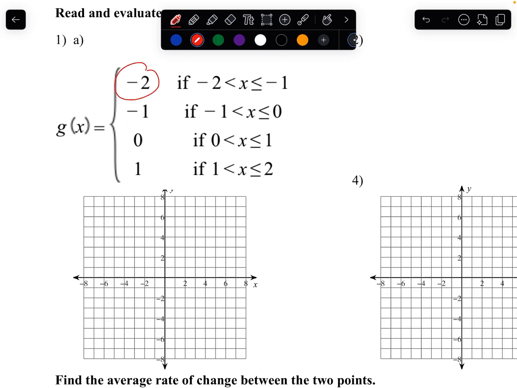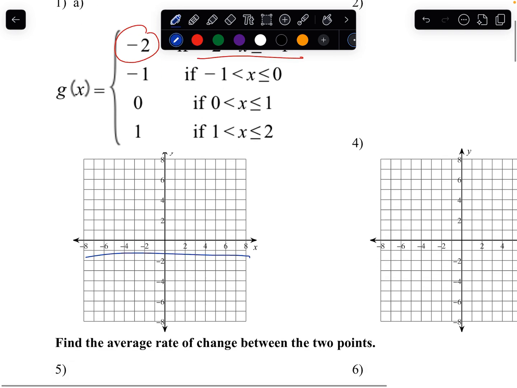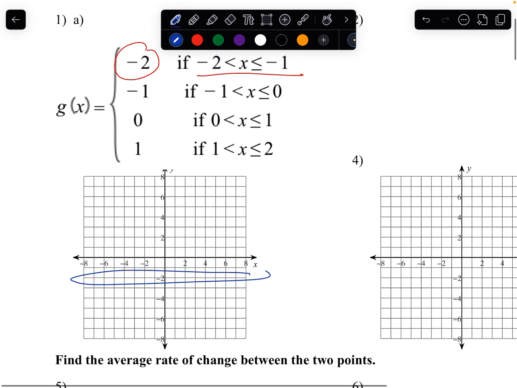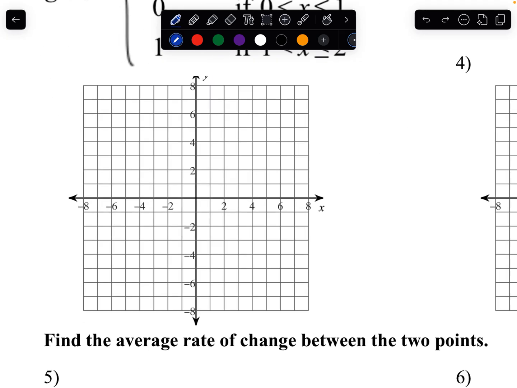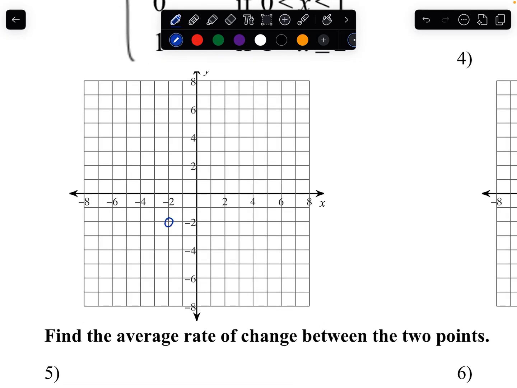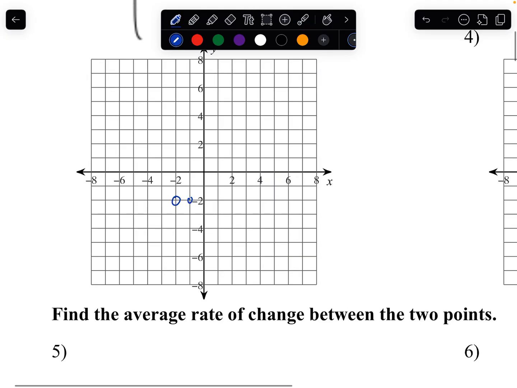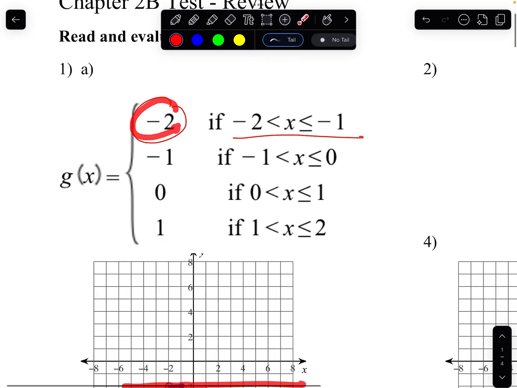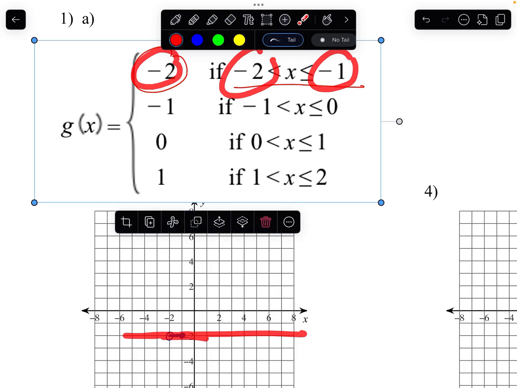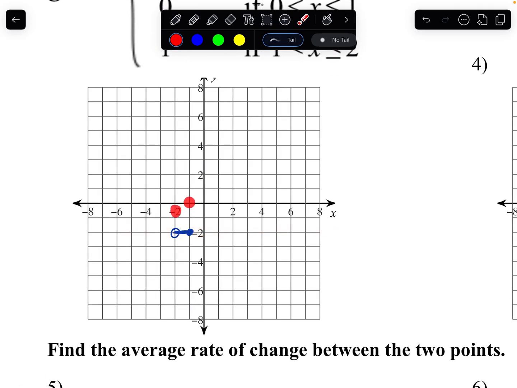So we're going to have -2 from -2 to -1. So -2 is right here. And then we're going to use an open circle for the left side of the line segment and a closed circle on the right side of the line segment. So -2, starting at -2 on the x, and going to -1, so that'd be closed right here. So that would be the first step. So you can see the y values are -2, from -2 to -1, so that should be the extent to which my line is.